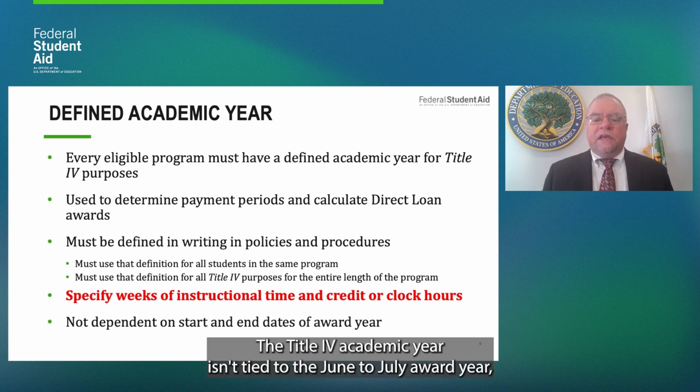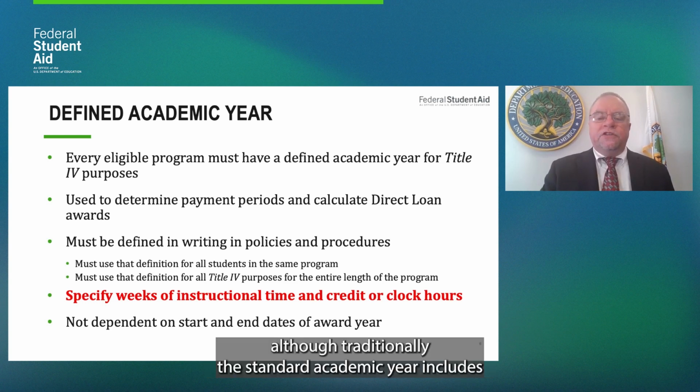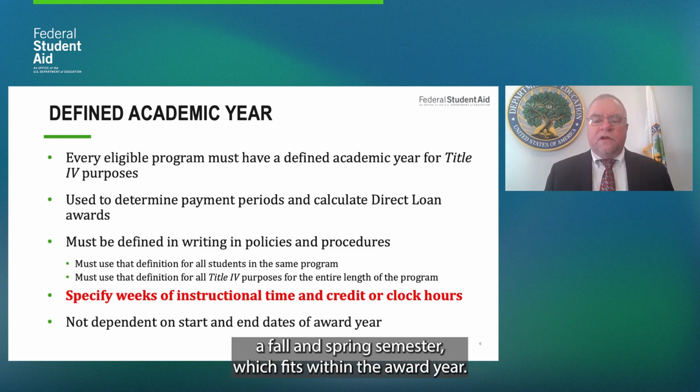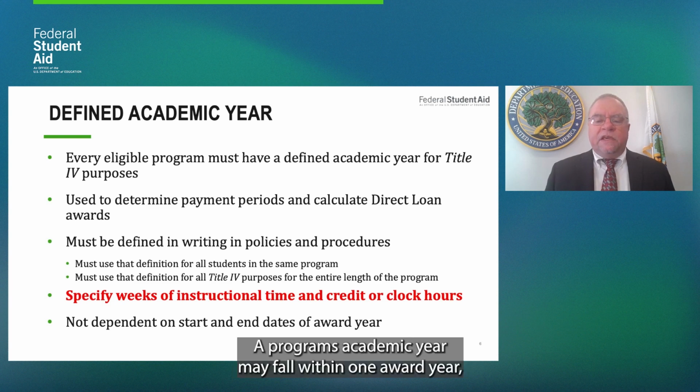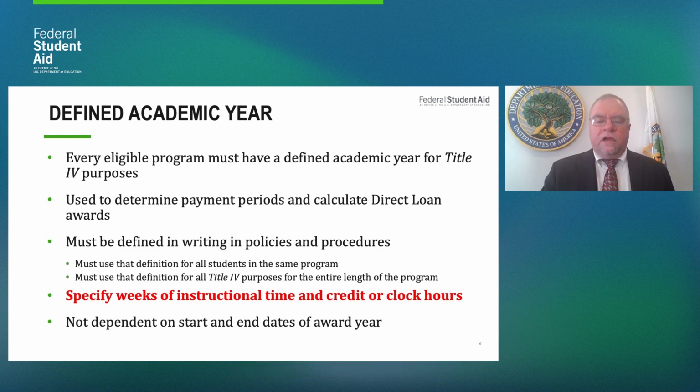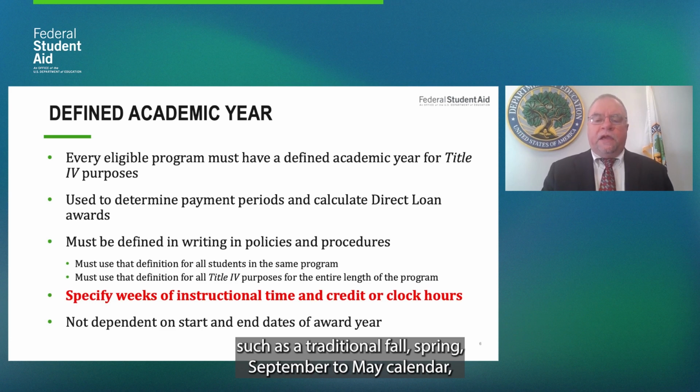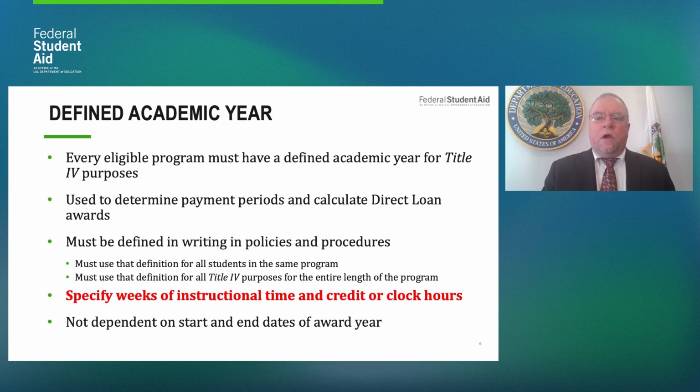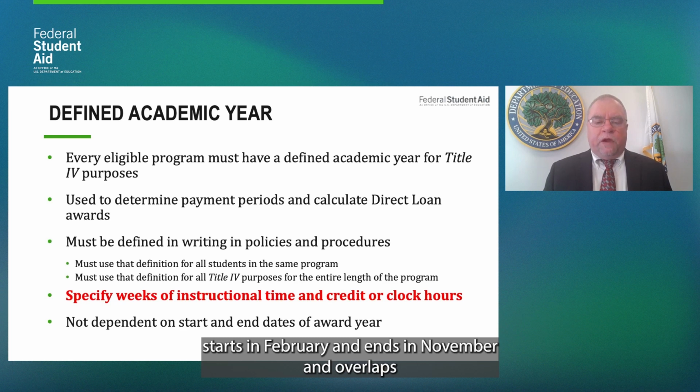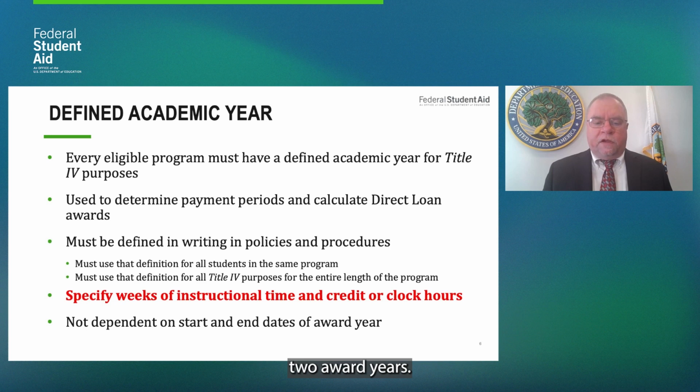The Title IV academic year isn't tied to the June to July award year, although traditionally the standard academic year includes a fall and spring semester, which fits within the award year. A program's academic year may fall within one award year, such as a traditional fall, spring, September to May calendar, but there is no problem if a program's academic year starts in February and ends in November and overlaps 2 award years.